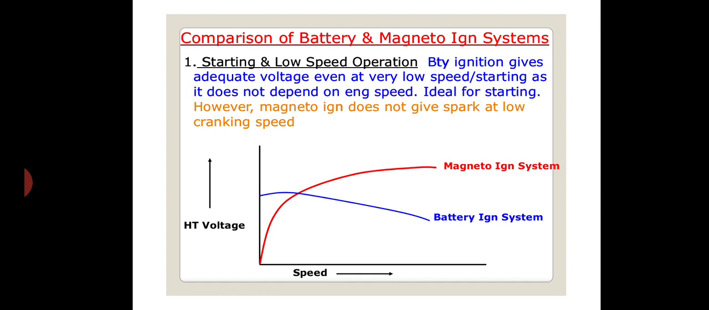In case of the magneto system, the current generated is low at the starting speed, and as the speed of the engine increases, the flow of current also increases. Due to this, there is always difficulty in starting the engine with this system. At this time, a separate battery is needed to overcome this starting problem.